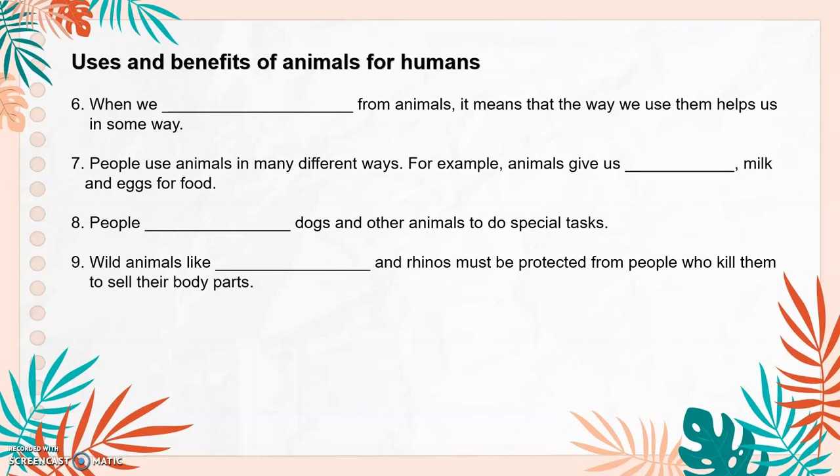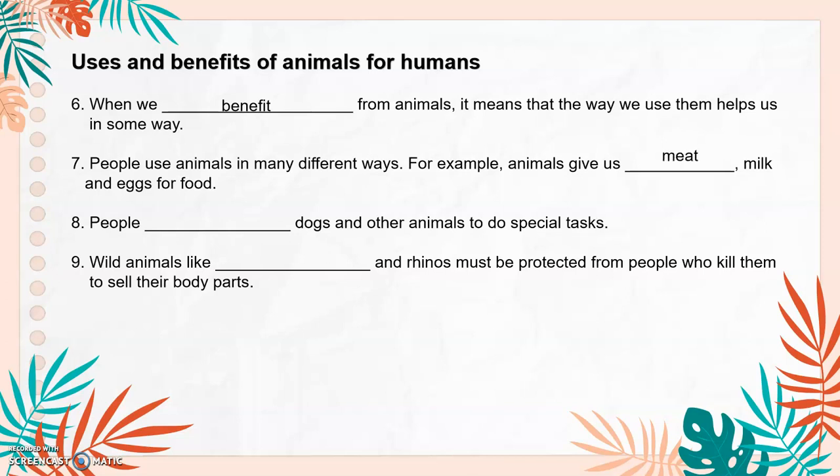When we benefit from animals, it means that the way we use them helps us in some way. Number 7, people use animals in many different ways. For example, animals give us milk and eggs for food.